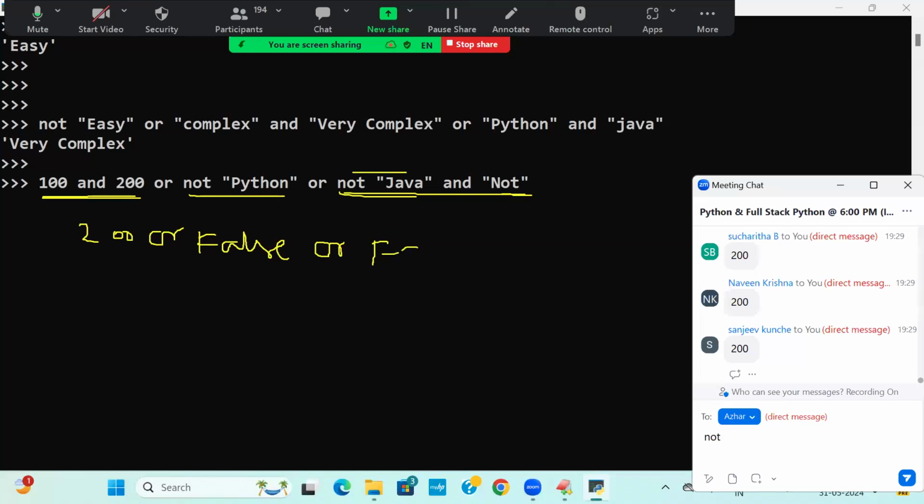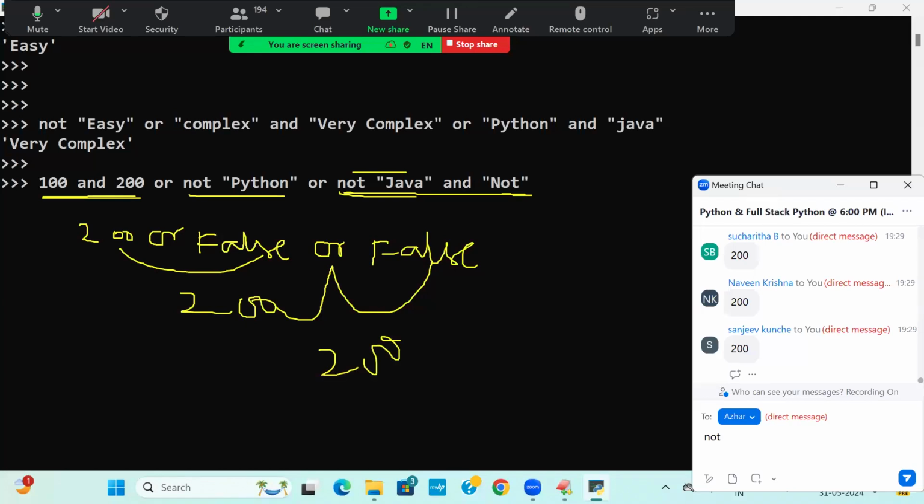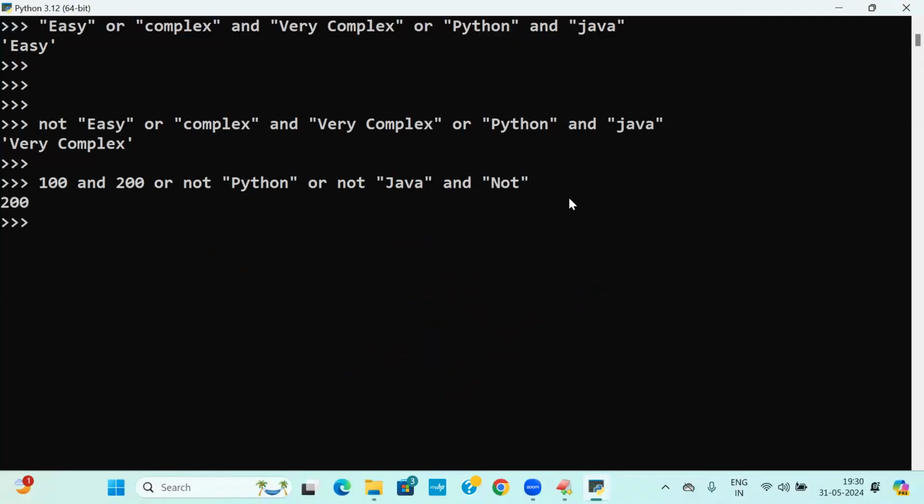False means what is substituted? False only. Because not false means it won't go to not. Short circuit. Okay. 200 or false. Here, 200 or false. What is an answer? 200. So here, what is an answer now? 200 is an answer. So, see students, 200 is an answer. Able to get it? Easy or difficult? Easy.